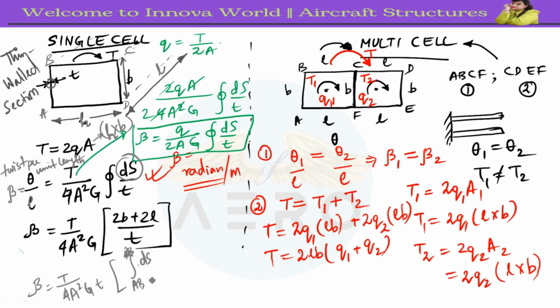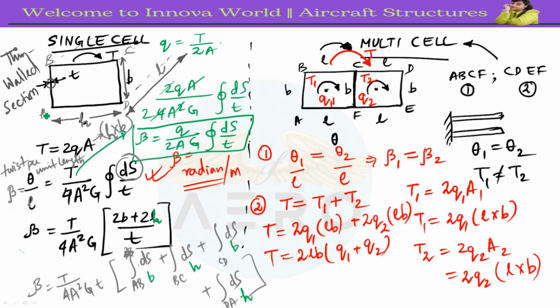So ds of AB plus, next, BC, then CD, then DA. Now AB has length B, BC we have changed to H, so this is B and this is H. Again CD is B, and DA is H. Combining together we can write 2B plus 2H by t. So this becomes the twist per unit length for this single cell.